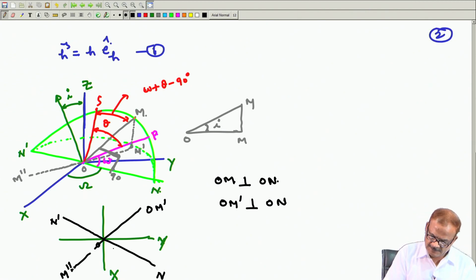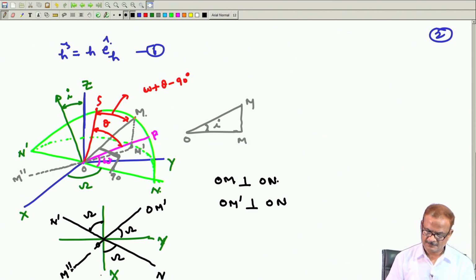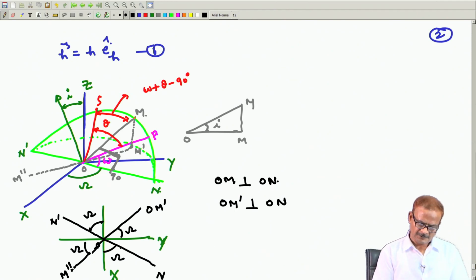Now, this angle we have written as capital omega. So, naturally this angle, then this becomes capital omega and this angle also gets to capital omega, this angle will be capital omega and rest accordingly this angle will be capital omega minus 90 degree, 90 minus capital omega. Okay. Now, we can work out this part.